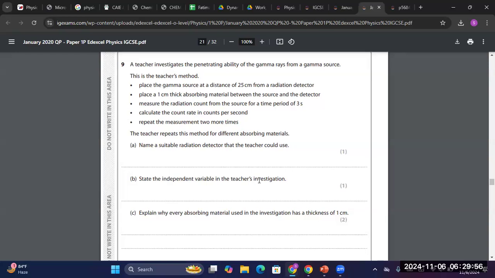Are you guys done yet reading the question? As soon as you finish, somebody tell me, Viraj, you tell me, what is the independent variable in the teacher's investigation?